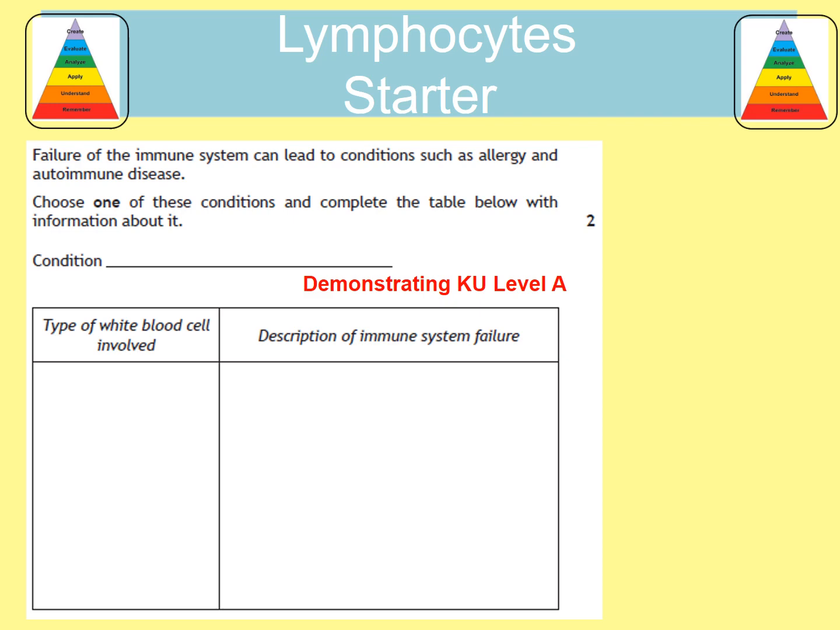Here we have an assessment standard question which covers lymphocytes, so both B and T lymphocytes could be questioned here. It's a level A. Failure of the immune system can lead to conditions such as allergy and autoimmune disease. You have to choose one of these conditions. However, since it's a starter, you could actually choose both and complete the table, or just write in your notes with information about each.